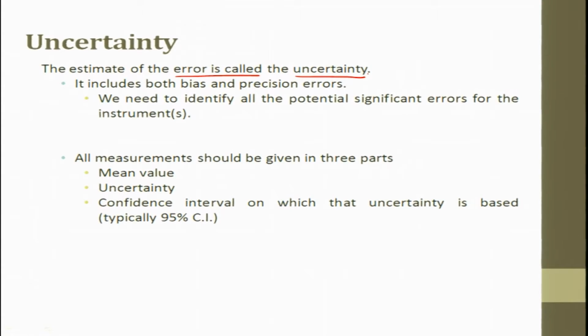The estimate of the error is known as uncertainty. So it includes both bias and precision errors. We need to identify all the potential significant errors for the instruments. The word significant is being used again and again here. What is significant? The literal meaning of significant is: does it have some influence? Is it having some effect? Is it bringing some change actually? Is it significant or not? If the errors are significant, we need to work on that. If the errors are not significant, we might ignore that.